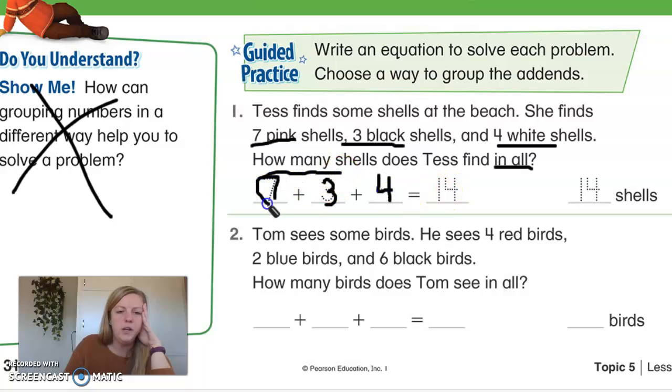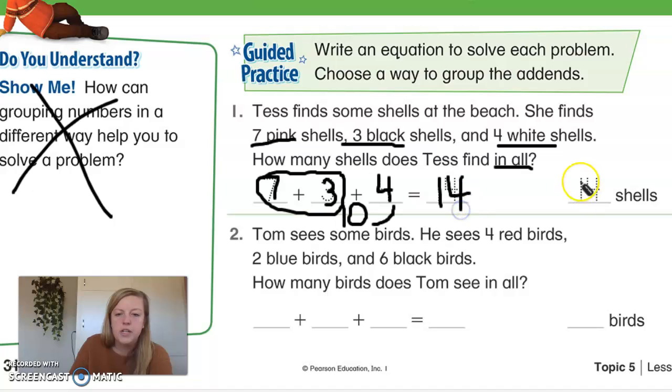I'm going to start by doing my 7 plus 3. So 7, I'm going to count on 3 more. So 7, 8, 9, 10. So 7 plus 3 equals 10. Now I'm going to do 10 plus 4. So 10, 11, 12, 13, 14. So 10 plus 4 equals 14. So she has 14 shells.